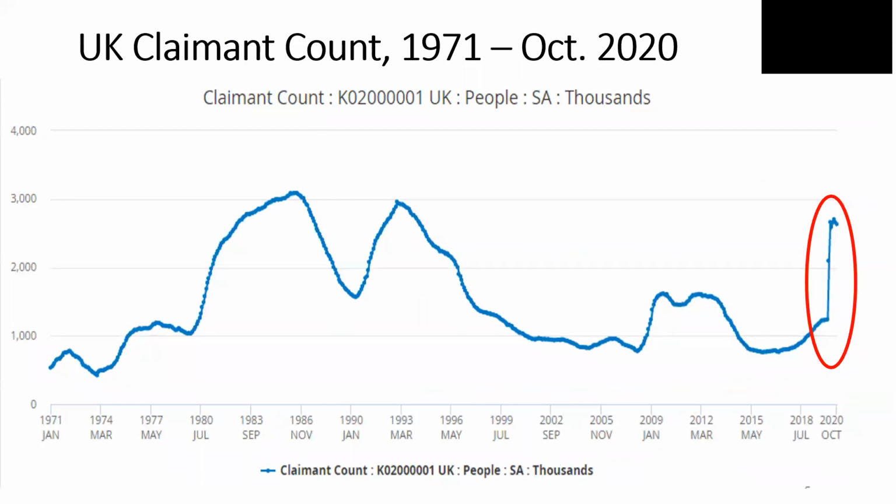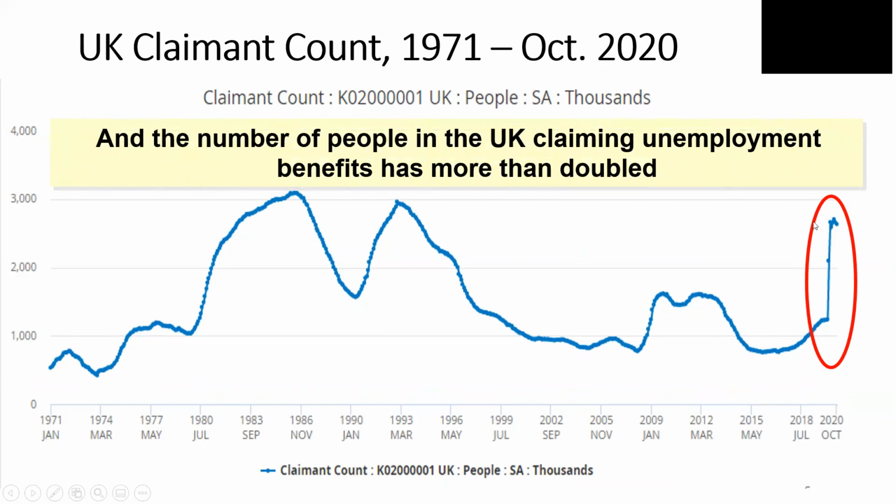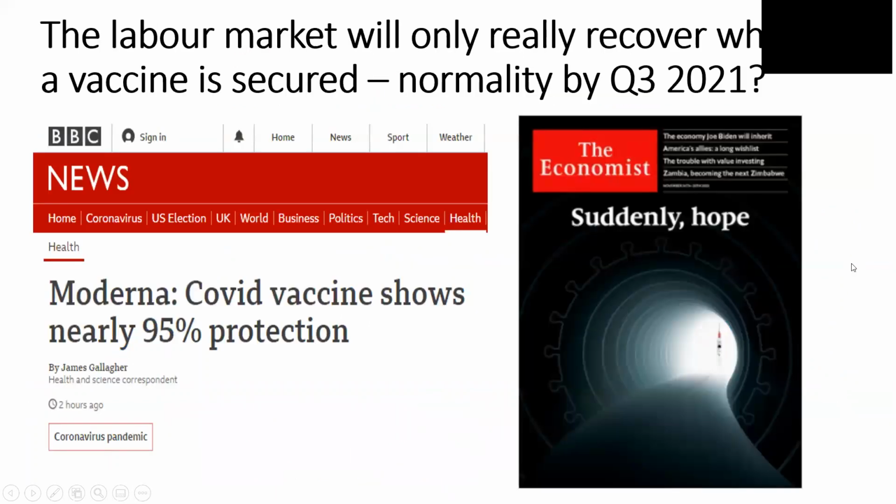We also see the claimant count. This goes from January 1971 up until October 2020. So we get to March, and then all of a sudden there's this huge spike in the number of people claiming out of work benefits, which more than doubled in a pretty short period of time. To get back to more normal statistics for the labour market, what we need is a vaccination that can allow us to safely reopen and we can get back to a slightly more normal, or a new normal world at least.